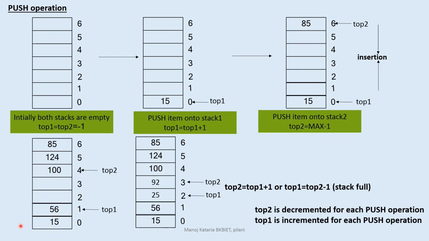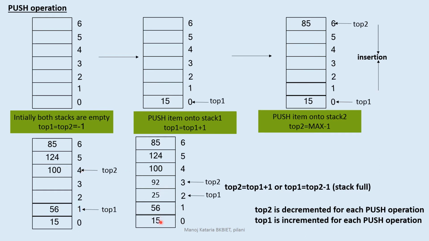Again, suppose we push more items onto stack 1 as well as onto stack 2. So top 1 is incremented like this and top 2 is decremented like this. So here in this figure, we have 3 elements in stack 2 and 2 elements in stack 1. Top 1 points at this and top 2 points at this.